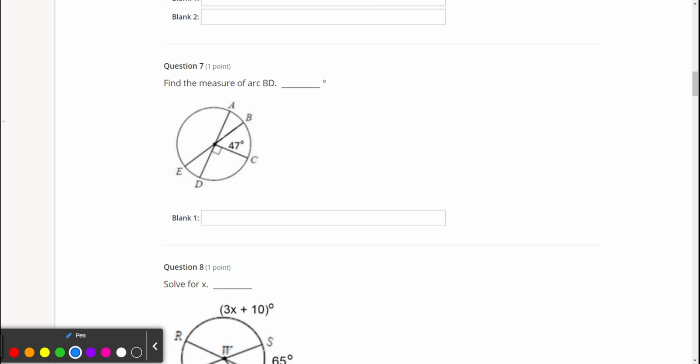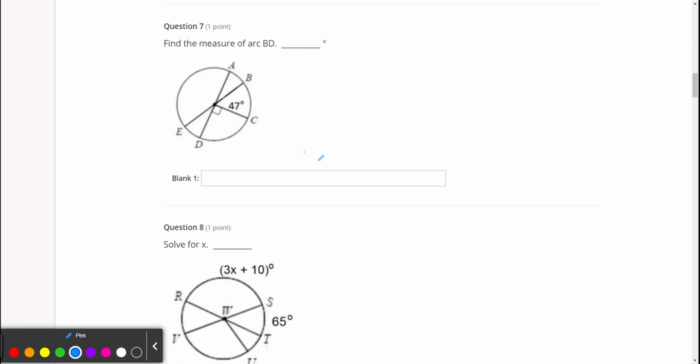So is it 47 in the radius? The angle of BC is 47. So if you want to go all the way to BD, what do you have to do? That's what I would do. Is the angle and the arc. With question 8. Okay.